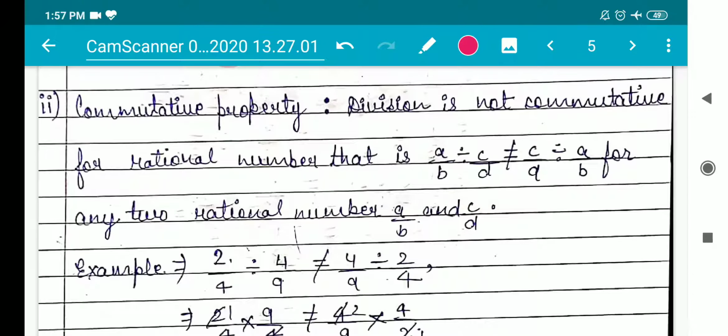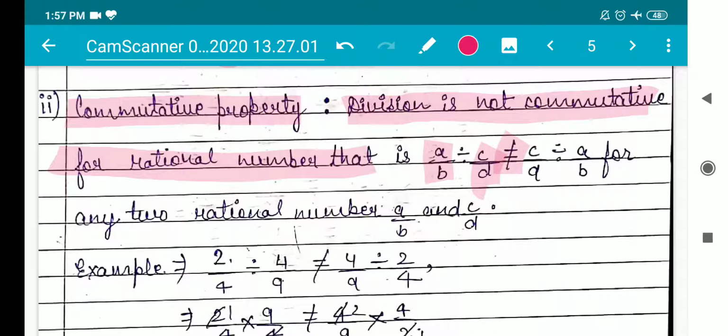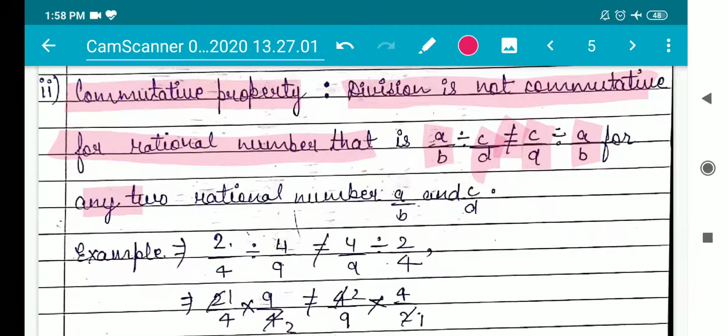The second property of division in rational numbers is the commutative property. Division is not commutative for rational numbers, that is a/b ÷ c/d is not equal to c/d ÷ a/b for any two rational numbers a/b and c/d. It means that if we change the position of the two rational numbers, then we will get different results. We will not get the same result.